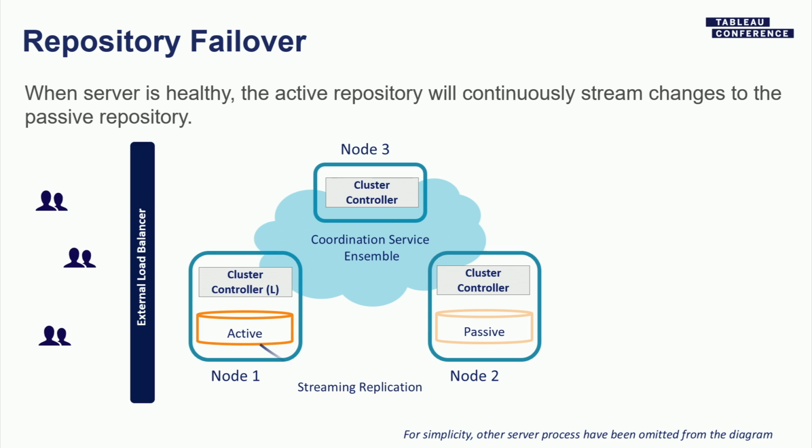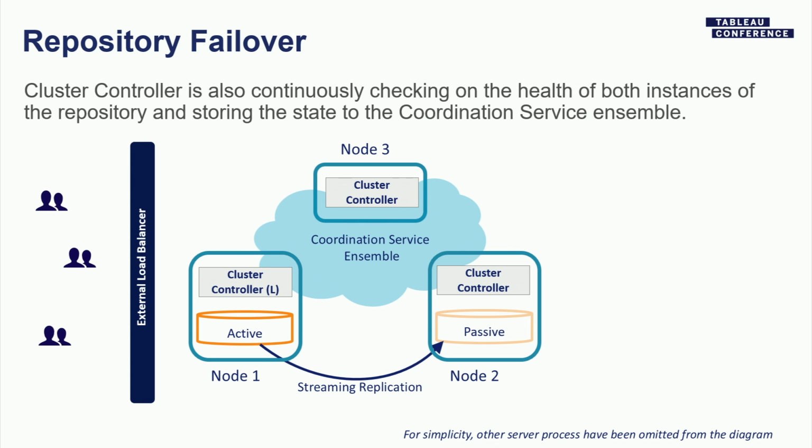Okay, now let's see how repository failover actually works. We have this 3-node cluster in this example, with active repository on node 1, passive repository on node 2, and we have Zookeeper ensemble across these 3 nodes. And streaming replication is going between active and passive repository. Cluster controllers monitor the state of these repositories, and we have a leader cluster controller, in this case on node 1.